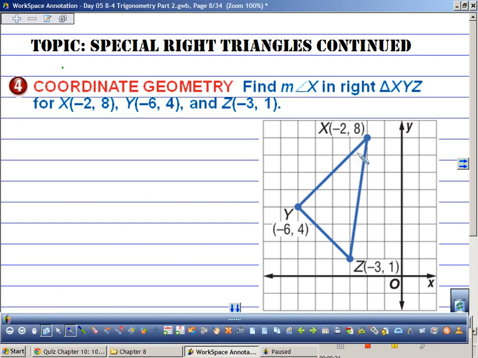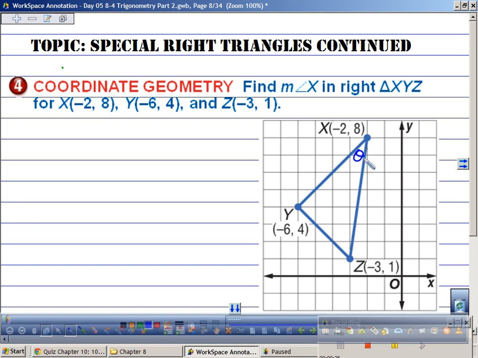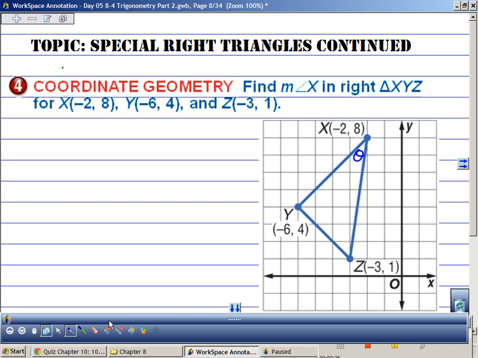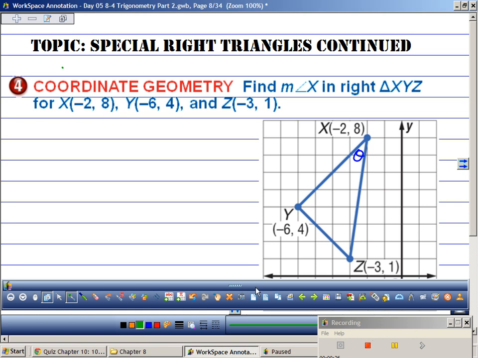So we're looking for, this would be my theta then, right? Because that's the angle that we're going to be concentrating on. So in order to find theta, we need to find the sides, right? So how could I find the sides of each triangle? Distance formula.